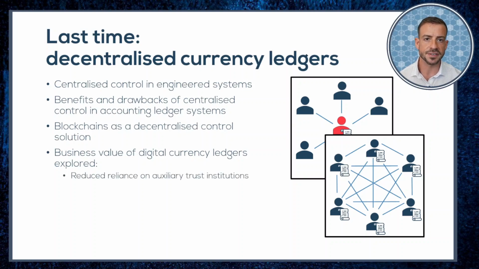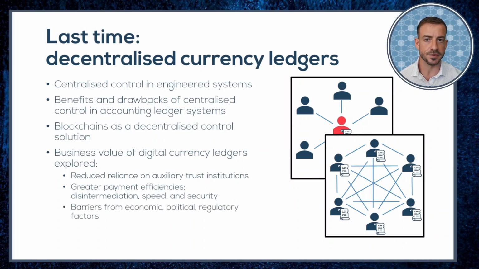We finished off by looking at the value add that decentralized digital currency ledgers could offer businesses and users. We saw that they could reduce reliance on external trust-building institutions, that they could unlock greater efficiencies for payments by making them faster, more secure, and removing the need for third-party middlemen. But we also noted that the size of this upside depended on the economic and institutional circumstances of each business, and that furthermore, attempts to capture this upside are frequently held back by regulatory or outright authoritarian challenges.